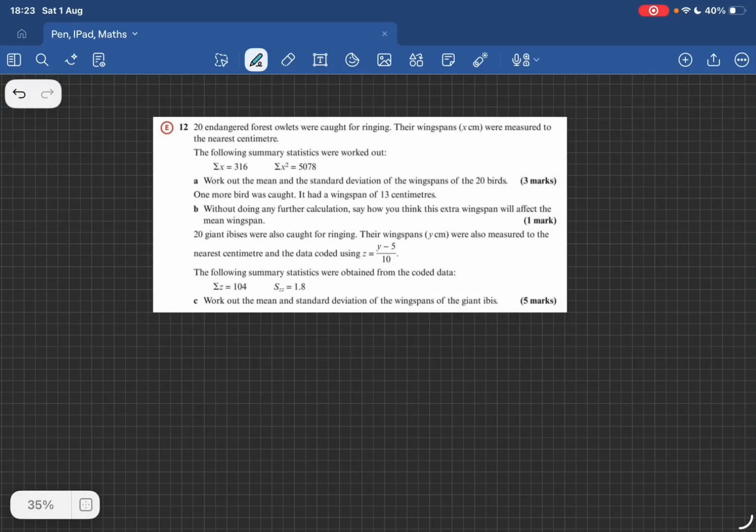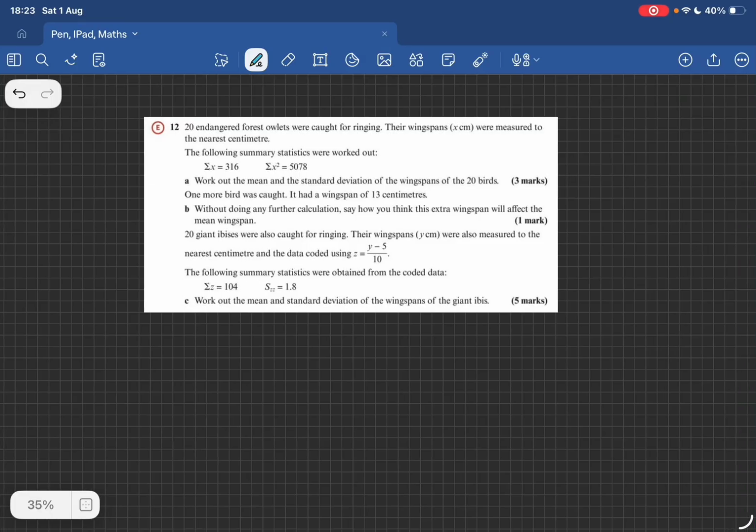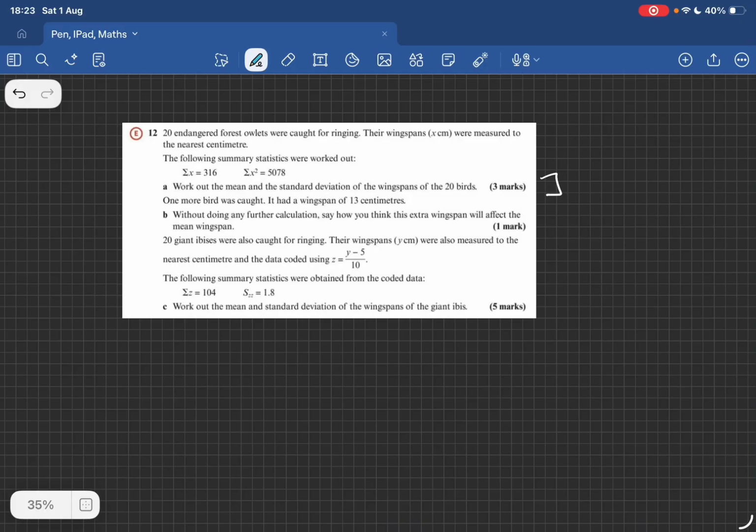We have question 12, and a really nice question because it just brings the whole topic together. Nothing new here, nothing we haven't done before, but very, very good practice. So we've got 20 of these endangered owls with their wingspan measured with x. We've got summary statistics, work out the mean and standard deviation. Something that you should be getting very comfortable doing now.